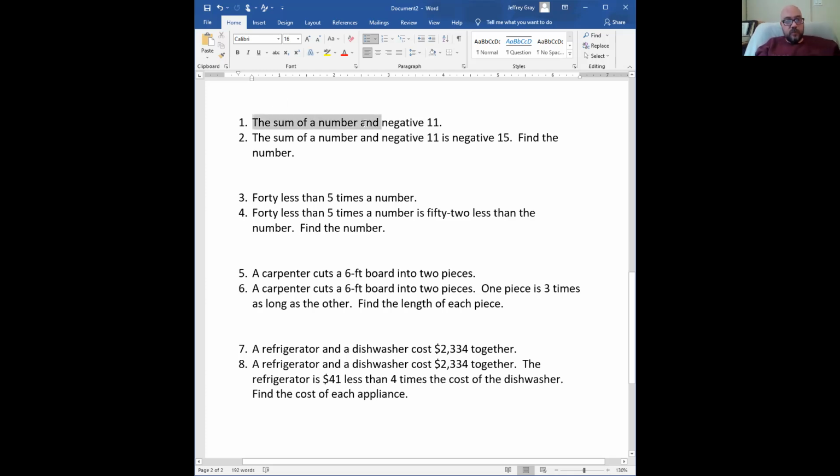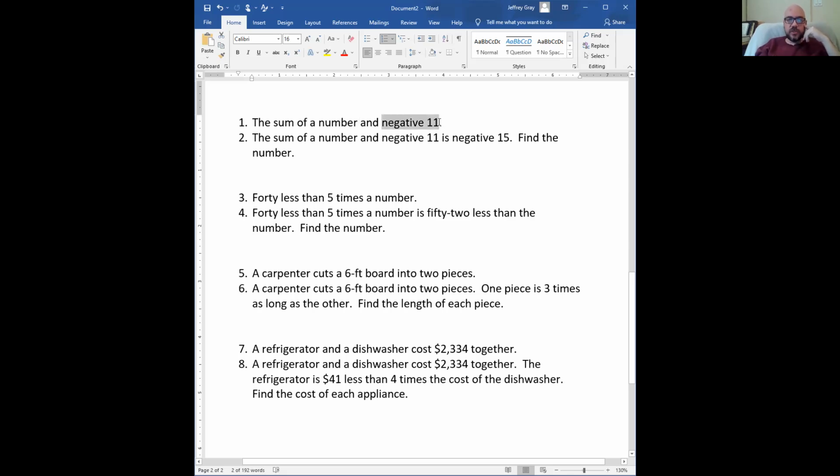So, the sum of a number and negative 11, right? So that is not a sentence. There's no verb in that. It's just a phrase. I suppose I've made it look like a sentence by putting a period after it. I suppose I probably shouldn't have. Sum, right? So that is telling me addition. A number, I want to think of that as my variable. You can use whatever letter you want. I tend to use x most of the time. I think most other people do. And negative 11, that's another number.